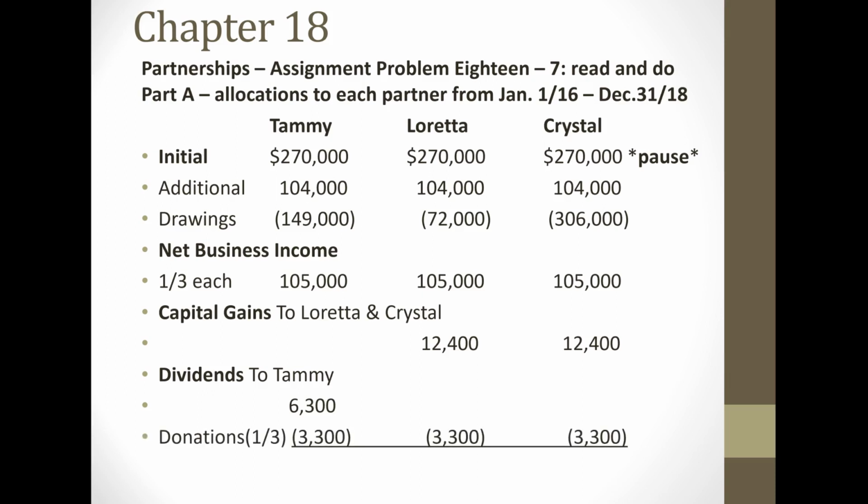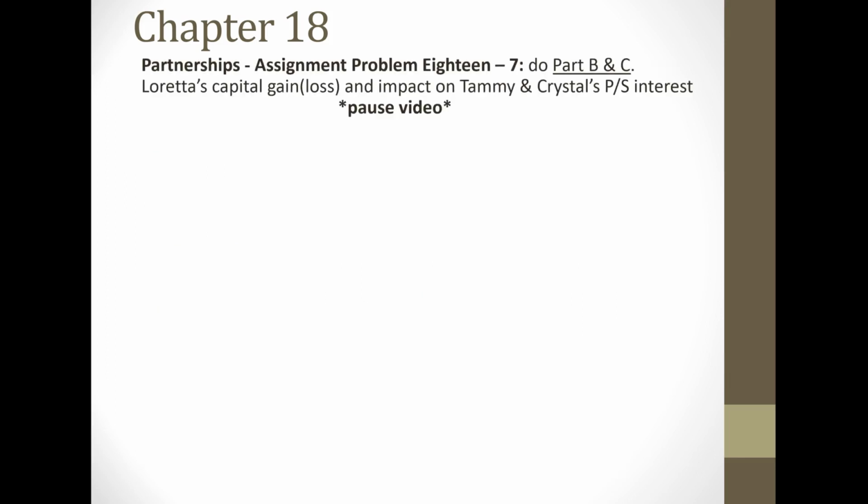And then we have the donations. And once again, the donations reduce the adjusted cost base, and each partner is going to get 1/3 of the total donations. And so that's how we're going to arrive at the adjusted cost base for each partner at January the 1st, 2019.